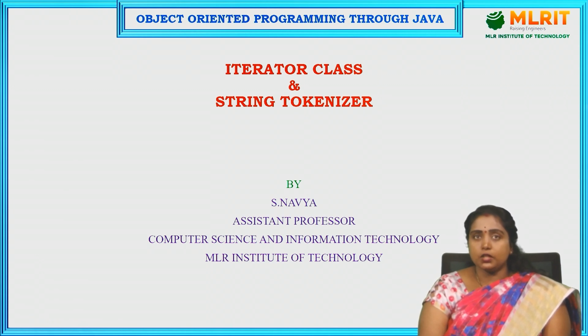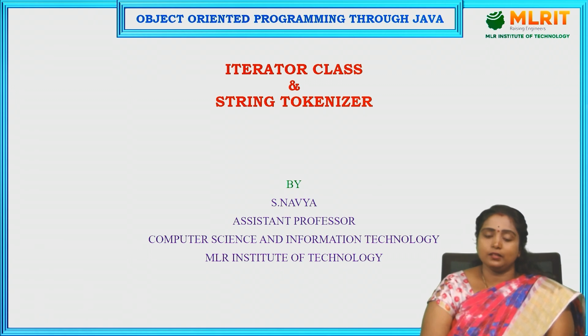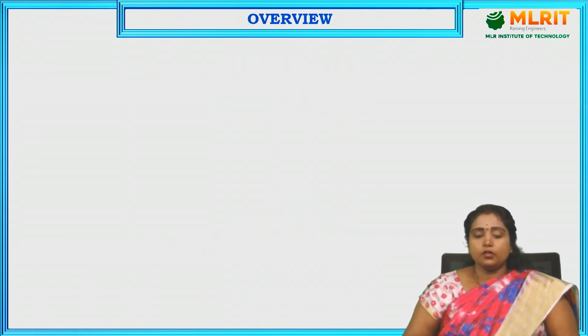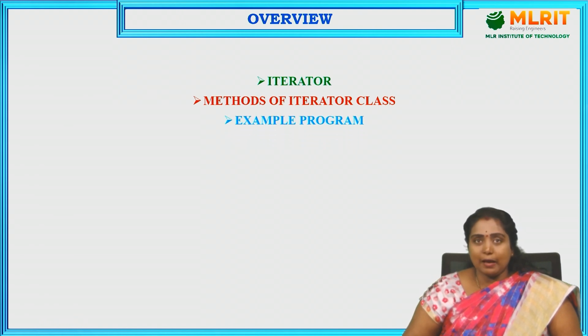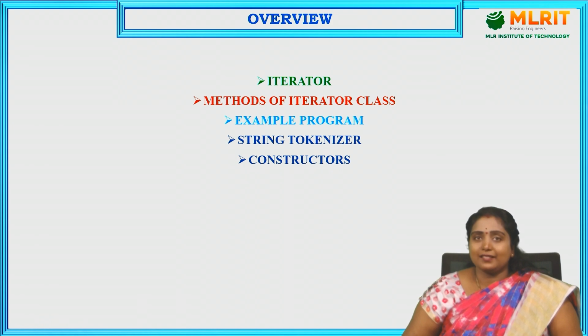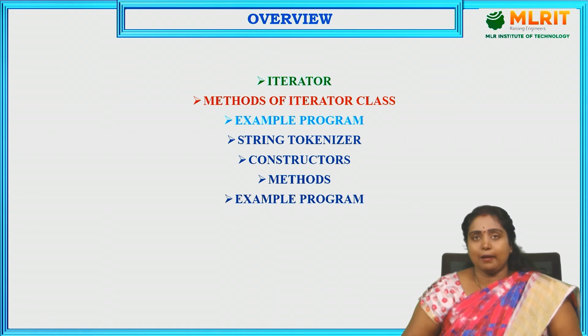Today we are going to discuss the classes from the collection framework: Iterator class and StringTokenizer. In this session you are going to see what Iterator is, the methods of the Iterator class, and an example program of Iterator. For StringTokenizer, we will see the constructors, the methods that support it, and an example program.